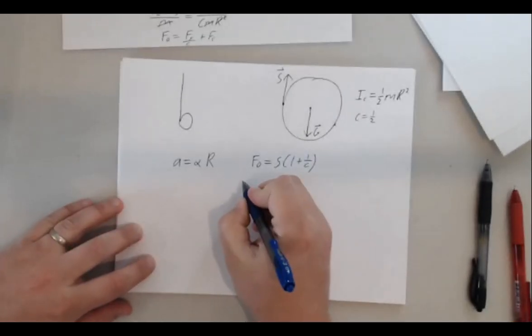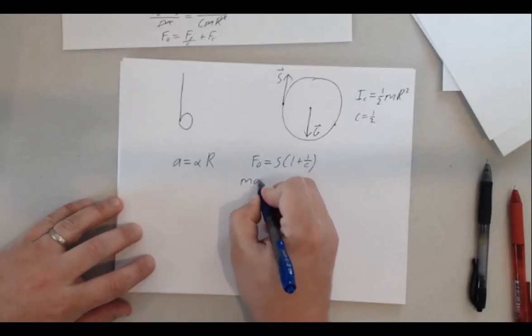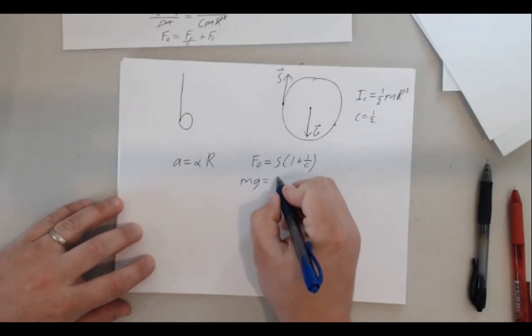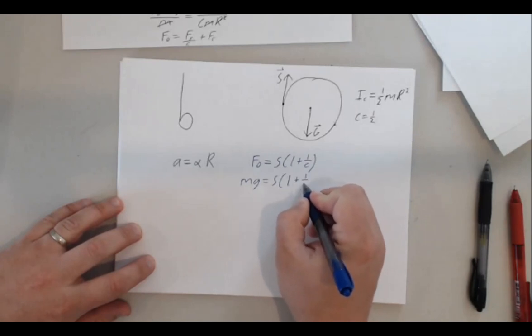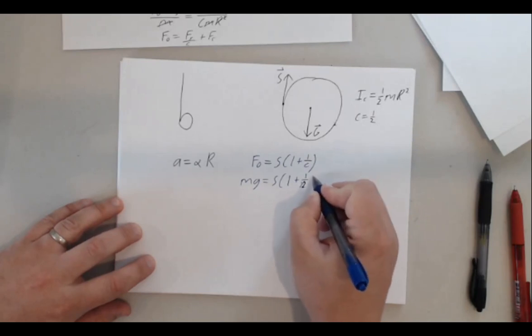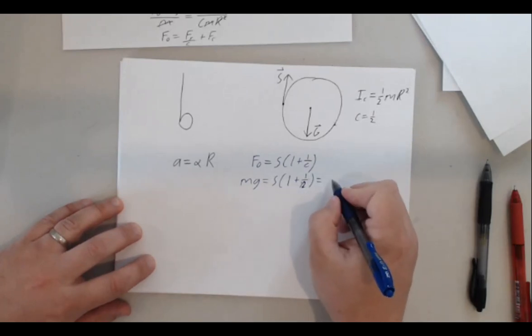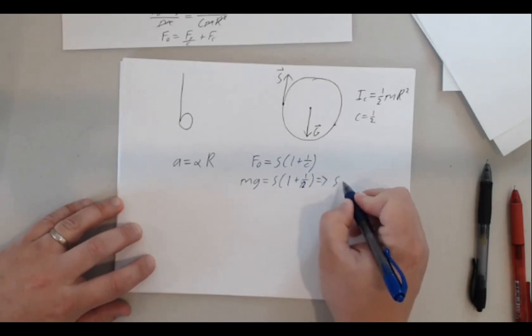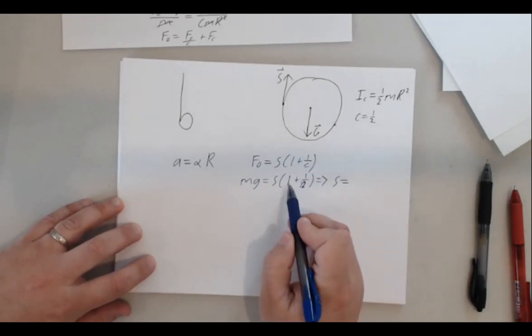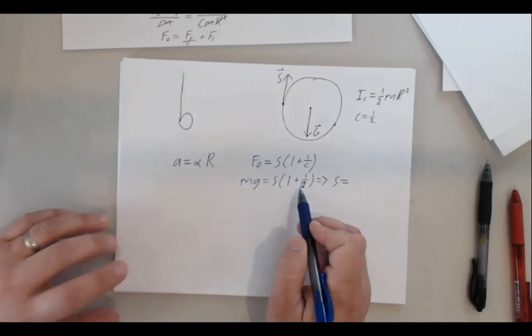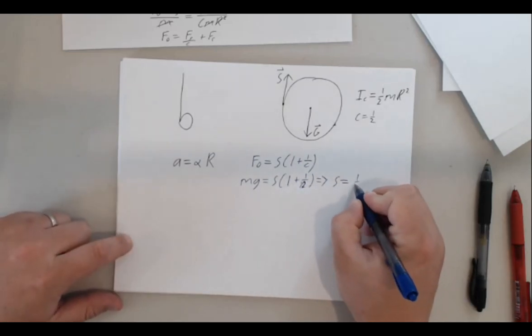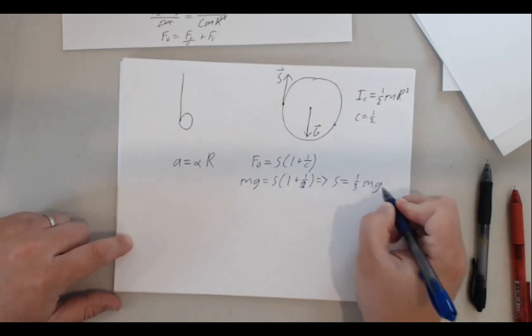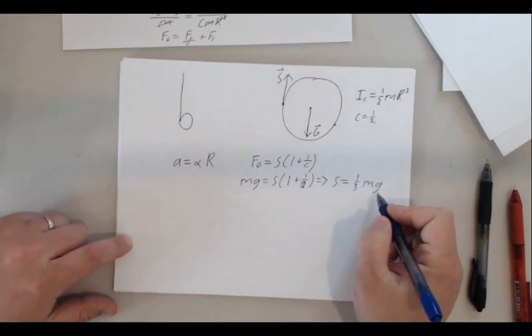This is gravity, which is just mg is equal to my string force times 1 plus 1 over C, which is 1 over 1/2. So now I already know that my string force is 1 over 1 plus 1 over 1/2. So this is 2, so it's 3. So it's 1/3 mg. Okay.